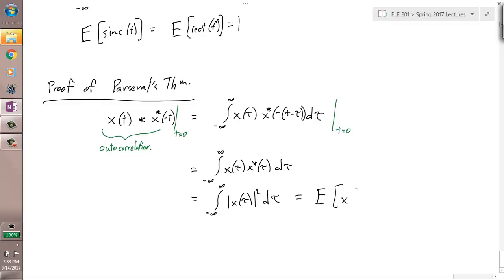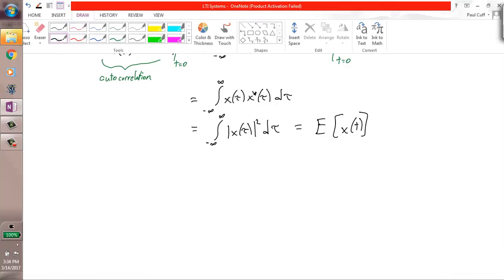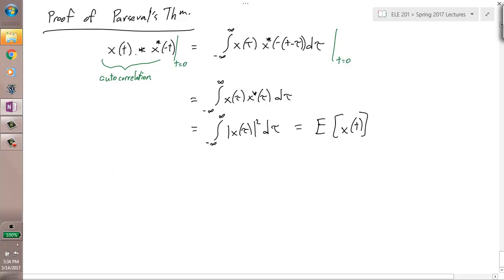of x of t. So what we've realized here is that this weird autocorrelation function, if you evaluate it at time 0, you get the energy of your signal. And that's an important property of the autocorrelation function. We're not going to get into autocorrelation functions. We're not going to use them here in this class. But we see that at least when you evaluate at time 0, you get the energy. Why is this useful for our proof? Well, because let's look at what this is in frequency domain.